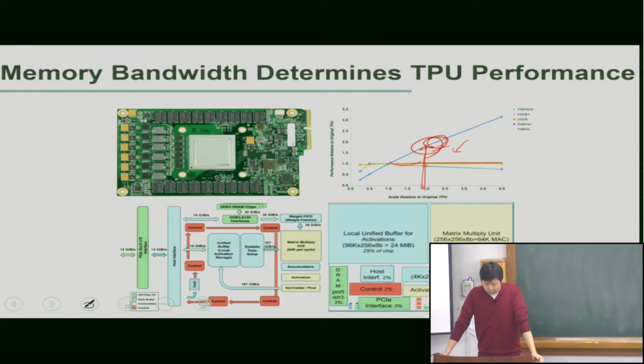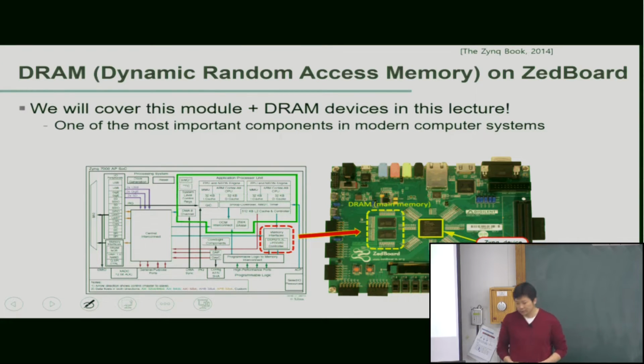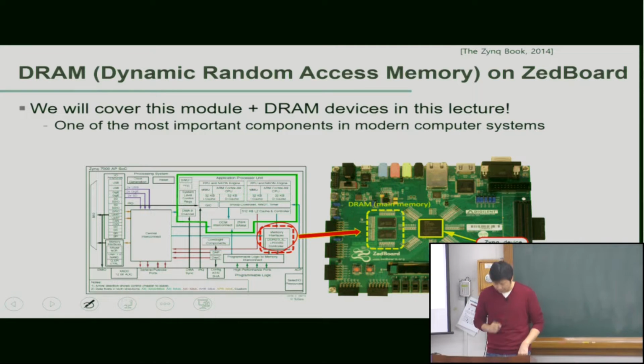So in short, in this specific design, the memory bandwidth determines TPU performance. That was the takeaway. In this lecture, we're going to cover this module. We actually cover a little bit of that. This one is the memory controller and DRAM device in this lecture. So how this DRAM works, how it operates, and how we can optimize our system to better utilize this DRAM device and system. That's the topic of this lecture.